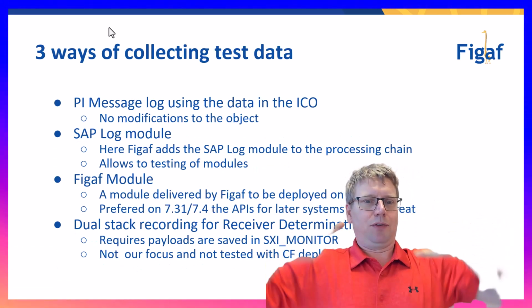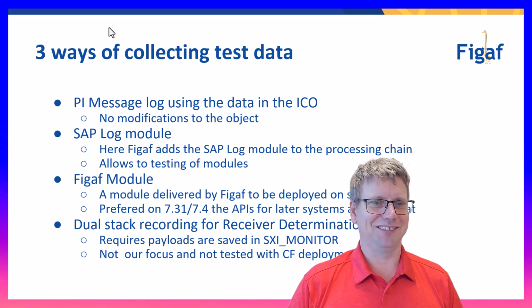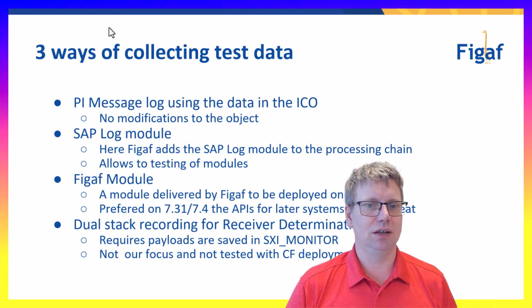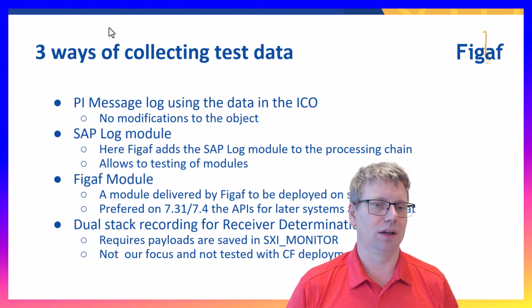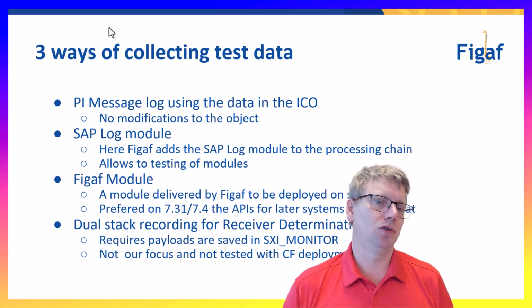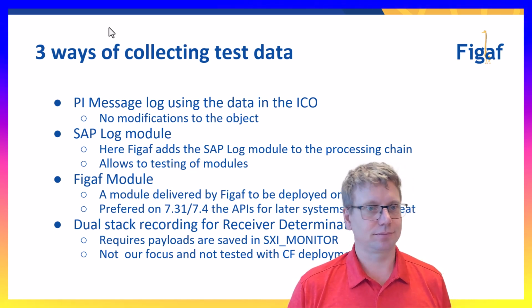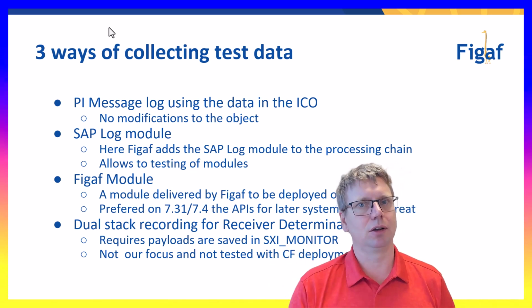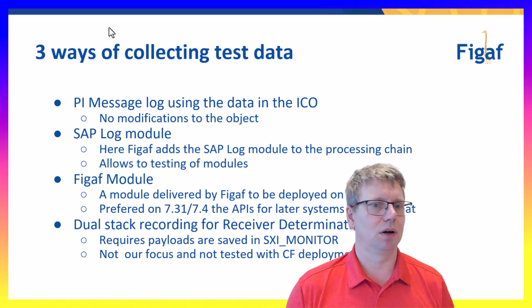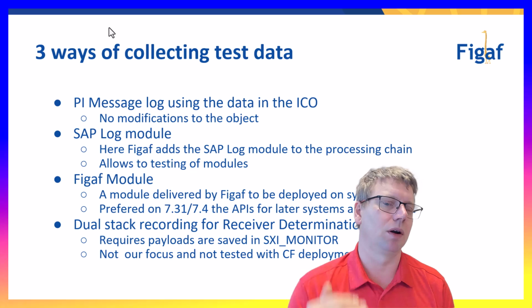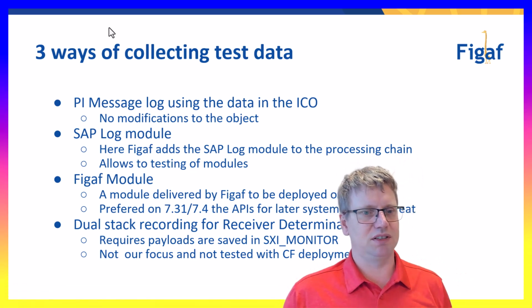So we do have four ways of collecting data. The first is to use the data in the ICO logging, and this is, I think, the preferred way to do logging, because it is the least invasive one. You can either on the global level go in and set a global logging setting, or you can go on a specific ICO and say, okay, we want to log these specific details.